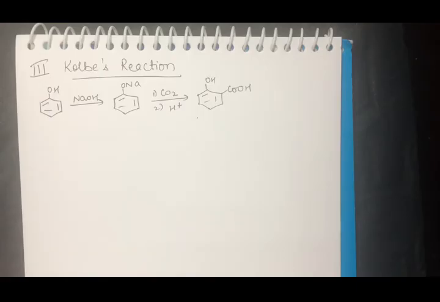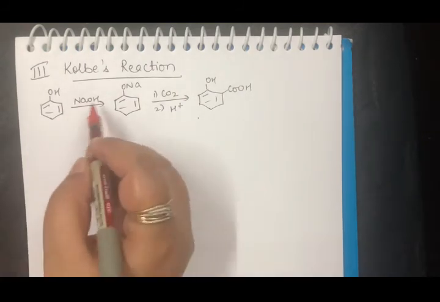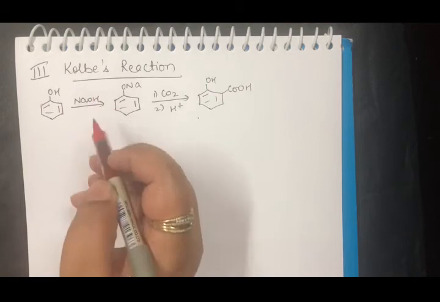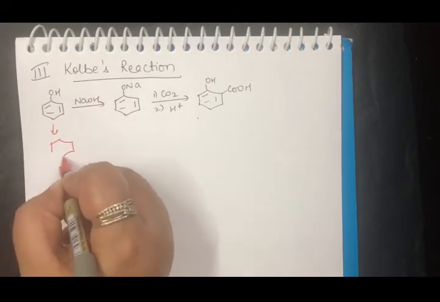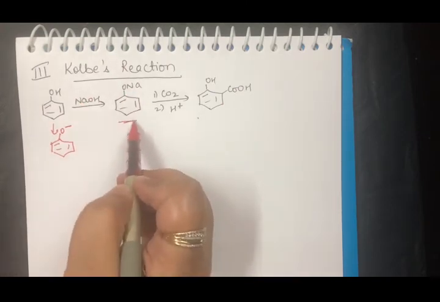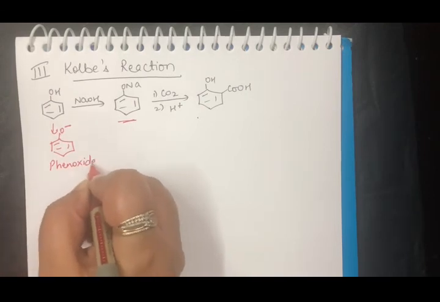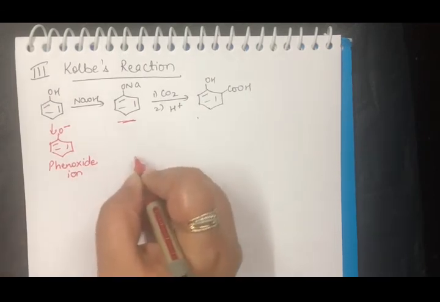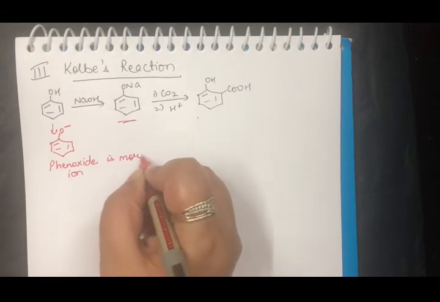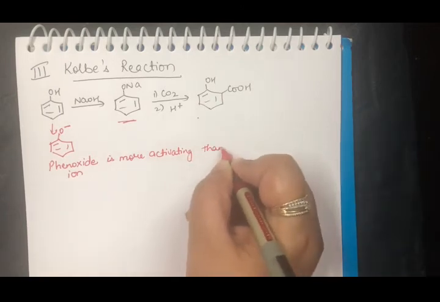Let's talk about the next reaction, which is also a name reaction in the syllabus, and that is called Kolbe's reaction. Now what is happening in this reaction is that phenol is first treated with NaOH. Now as I told you, it is a polar solvent, so what would it have produced? It would have produced a phenoxide ion, and Na plus from here goes and gets attached here. Now again the reaction is occurring through formation of a phenoxide ion, which I told you is more activating. It is more activating than phenol.